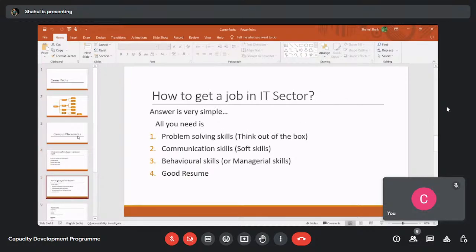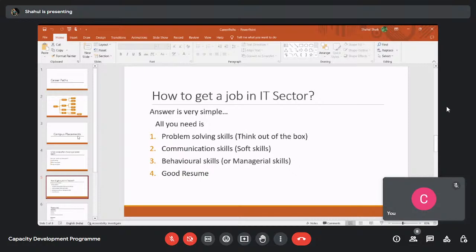Okay, how to get a job in the IT sector. See, there is no need to search for opportunities, because the college is very great. They are giving you very good placement training and a lot of opportunities. A lot of good companies are coming to our college. You just have to give your 100%. You just have to give your best to get into an IT job.